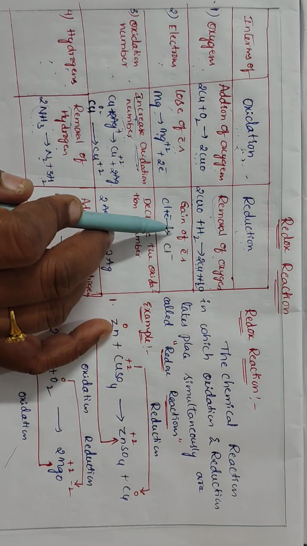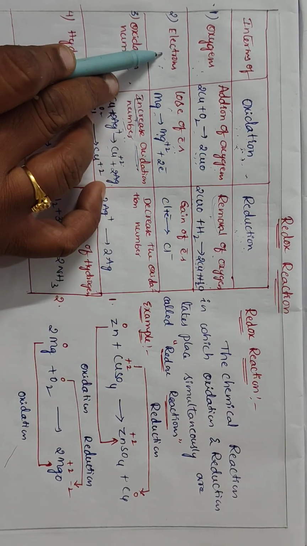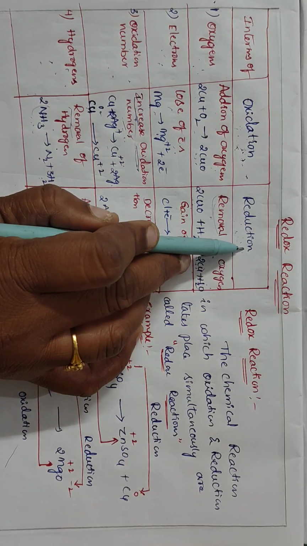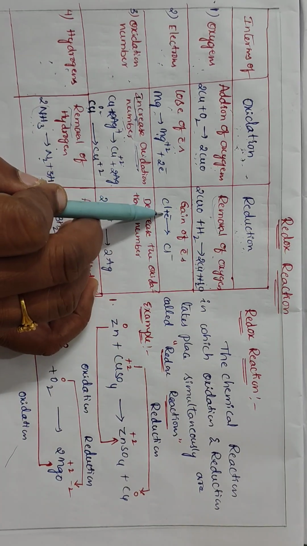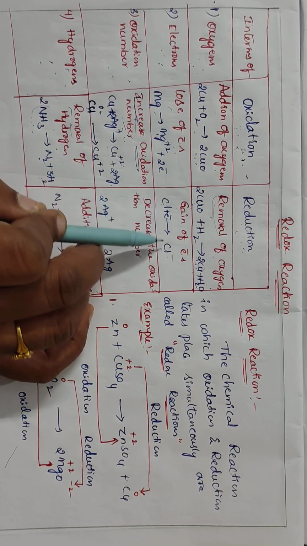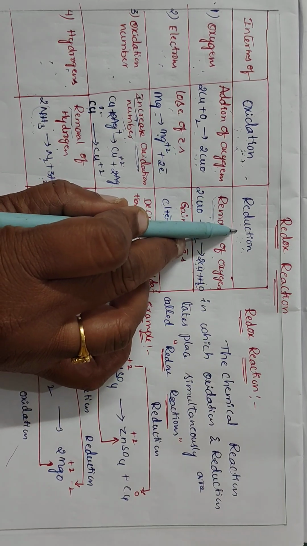Next, another definition for reduction in terms of electrons. Gain of electrons is called reduction. Here Cl gains 1 electron to form the Cl minus ion. So gain of electrons is also called reduction.